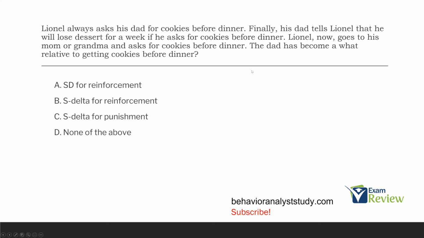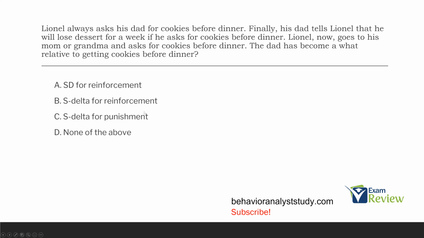So Lionel instead, as behavior happens, goes to where reinforcement might be available with mom or grandma. What does the dad become? What is he functioning as? A, an SD for reinforcement. Is Lionel's dad signaling reinforcement? No, absolutely not. Lionel has stopped going there because reinforcement is no longer available.